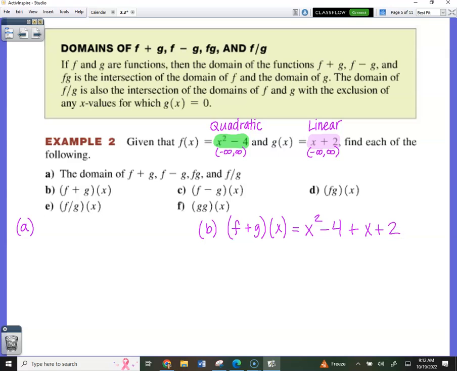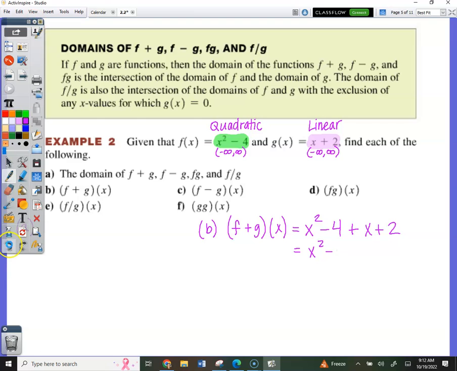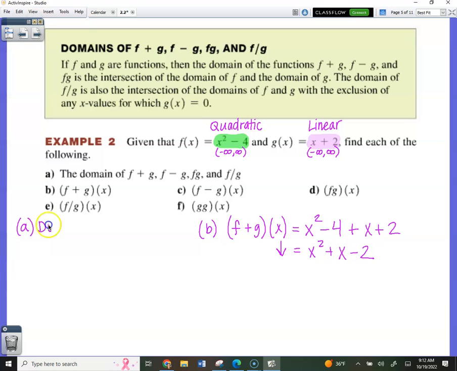Okay, what will combine? Right? I combine them. I have no restrictions. And I added them together, and I just have this beautiful quadratic. So do I have any restrictions? No. So what's the domain of f plus g? It'd be negative infinity to positive infinity. So we're just going to come right here and write f plus g, and I'm going to put a colon. We're going to say negative infinity to positive infinity.